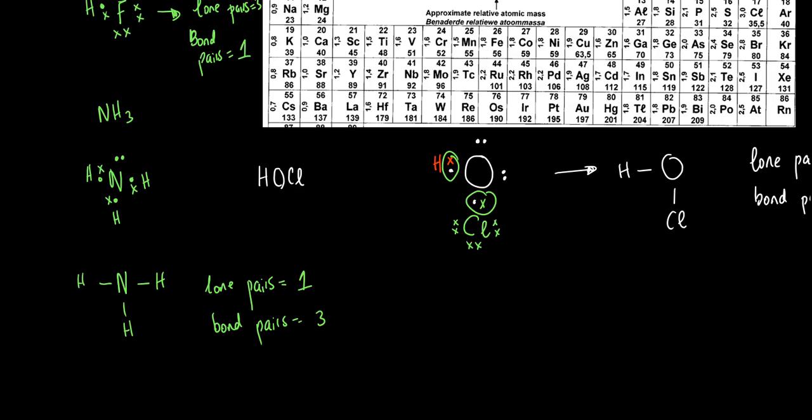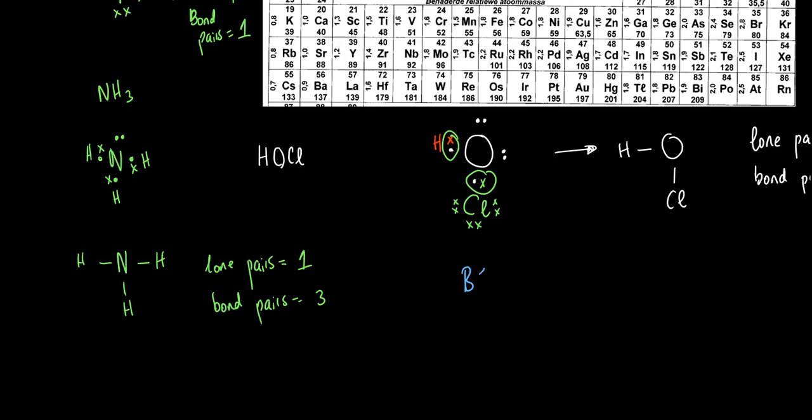There's this one I like a lot, BF3. I think it should be BF3. 1, 2, 3. Yes, that's the one I wanted. BF3, boron trifluoride. Now, if we have boron here, how many valence electrons does it have?